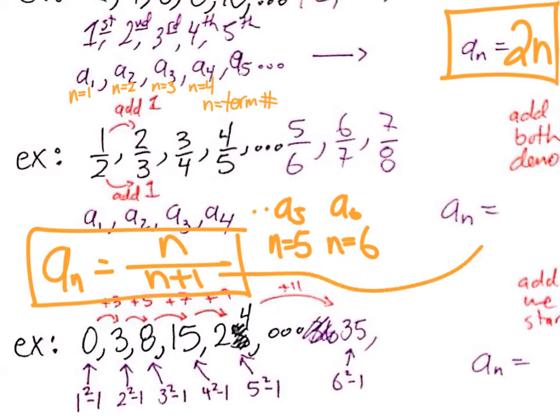So this is our answer. I wrote it in the wrong spot, shame on me. For a sub n, it would be n over n plus 1. So the 100th term would be 100 over 101.